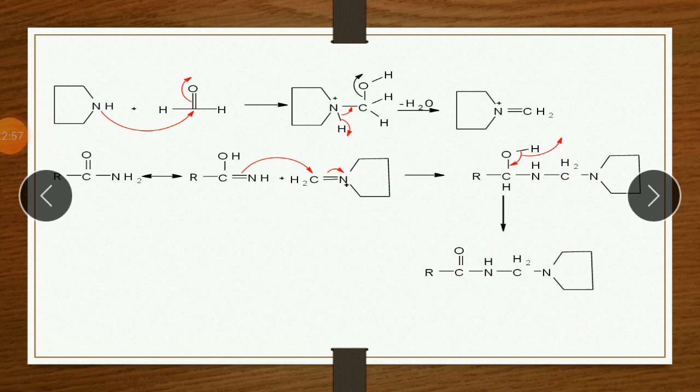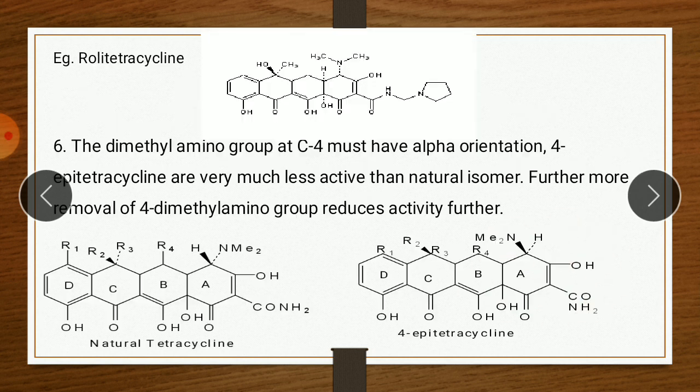So by this Mannich reaction, one hydrogen of this NH2 group is replaced by this type of group. The example is Rolitetracycline. Rolitetracycline is formed by the Mannich reaction in which pyrrolidine and formaldehyde react to form the imine compound. Then this imine compound reacts with the amide group of tetracycline present on the second position, and then it forms Rolitetracycline. Next point, the sixth one: the dimethylamino group at carbon 4 must have alpha orientation.